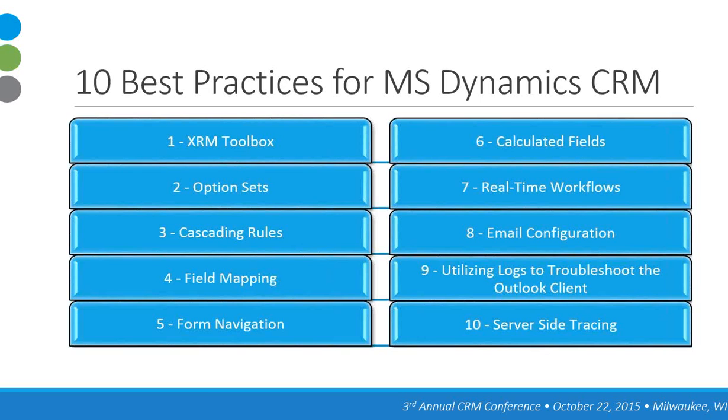So today we will be talking about the 10 items you see on your screen there. We'll start off with the XRM Toolbox, move into some option sets, and then Cascading Rules, followed up by field mapping, form navigation, calculated fields, real-time workflows, email configuration, utilizing the logs to troubleshoot the Outlook client, and server-side tracing.